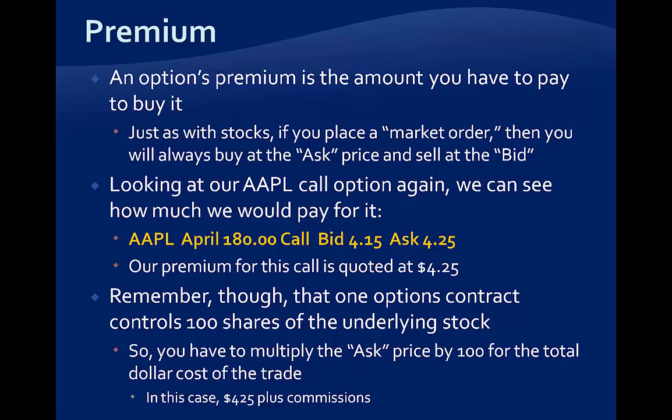So if I place an order to buy this for $425, it's going to tell me, okay, you're buying one contract of this April Apple 180 call, and it's going to cost you $425 plus whatever my trading commission is. Hopefully you're with a brokerage that has very low trading commissions.